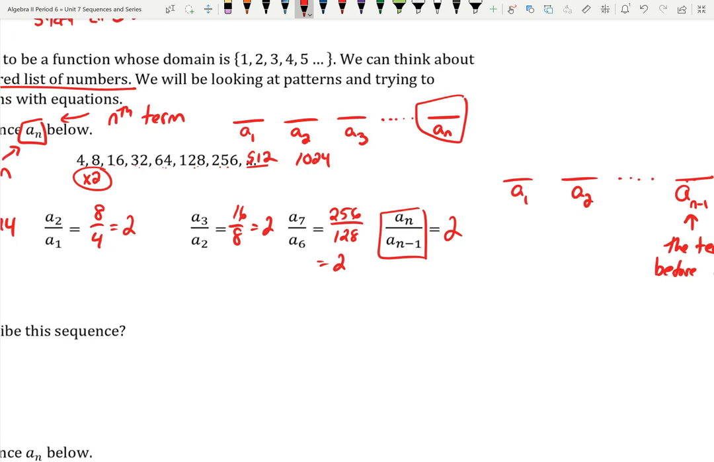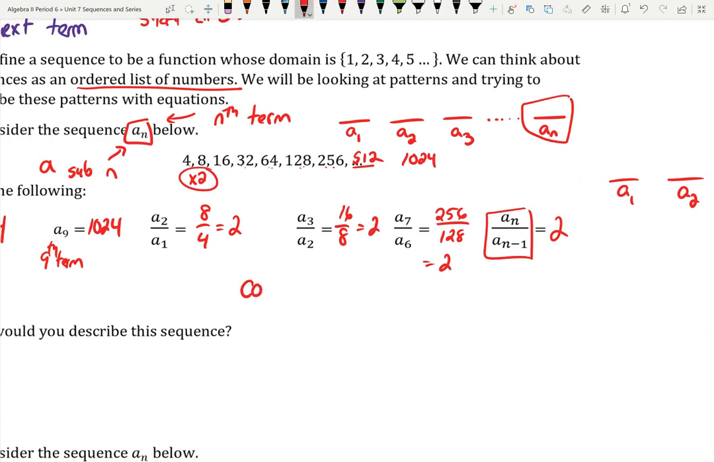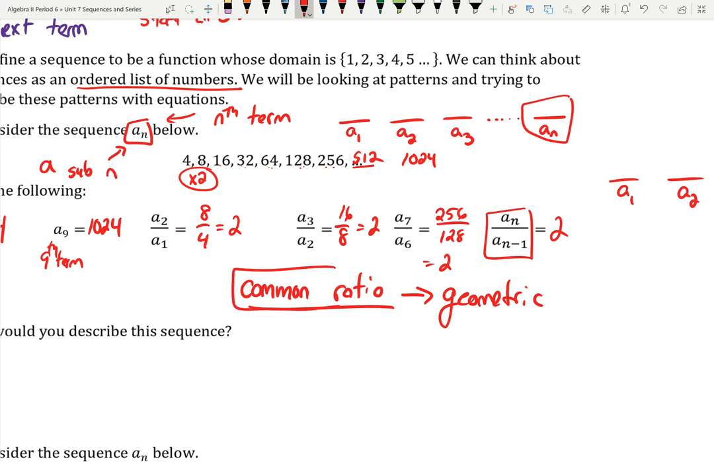And in this sequence, this is called a common ratio. This sequence has a common ratio, which means we're going to call it a geometric sequence. Hopefully you realize that we've heard that word before. This is a geometric sequence because that common ratio exists. It has to deal with repeated multiplication.